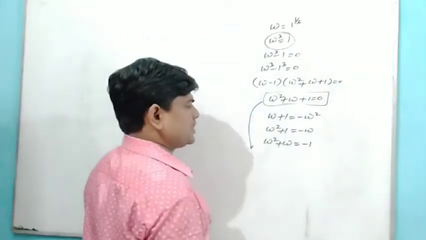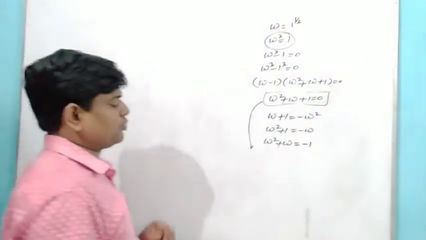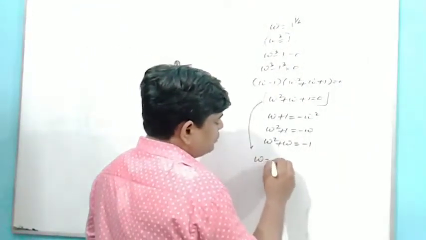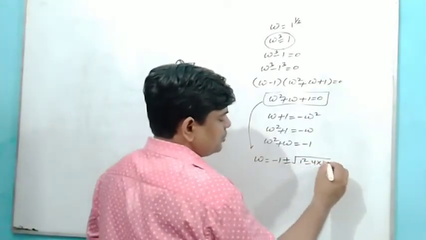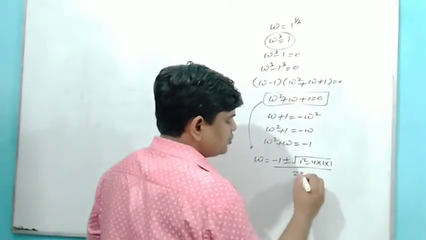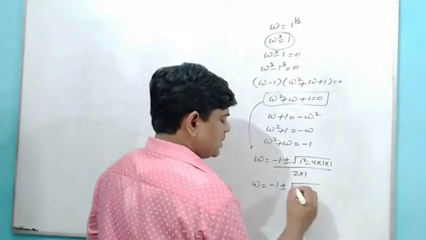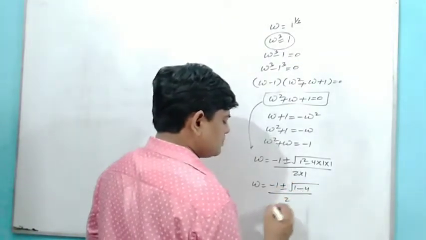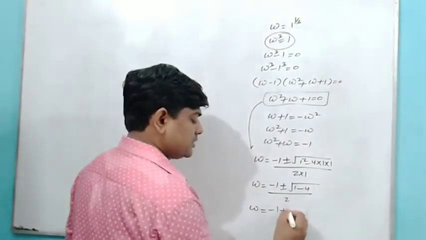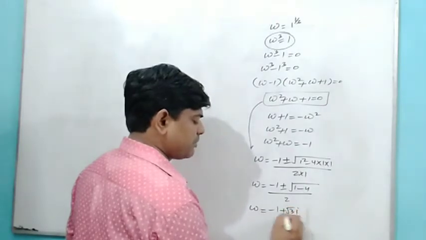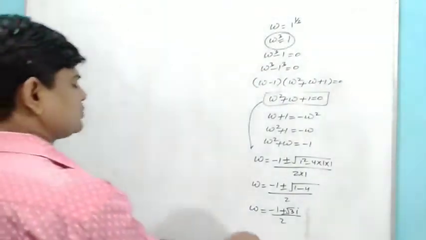Now think about this one, it is a quadratic equation, and if I am using the quadratic formula here to find the value of omega, so omega is equal to minus 1 plus minus under root 1 square minus 4 into 1 into 1 upon 2 into 1. This is omega is equal to minus 1 plus minus under root 1 minus 4 upon 2. It can be written as omega is equal to minus 1 plus minus root 3i upon 2. So we are having two values of omega, one with positive and one with negative.